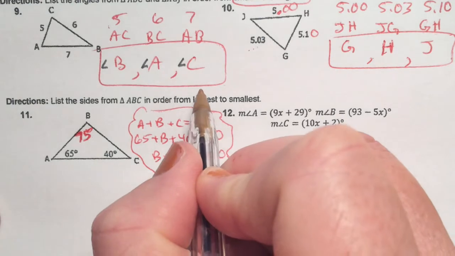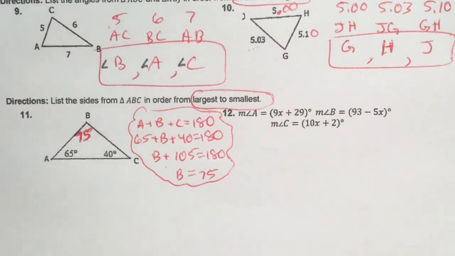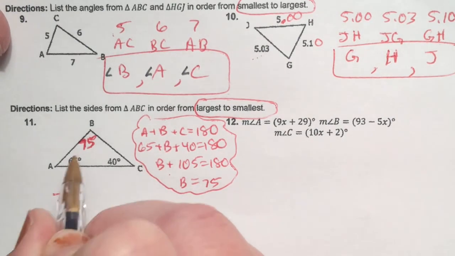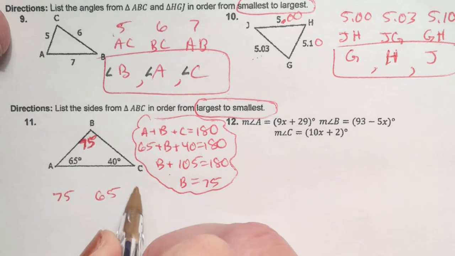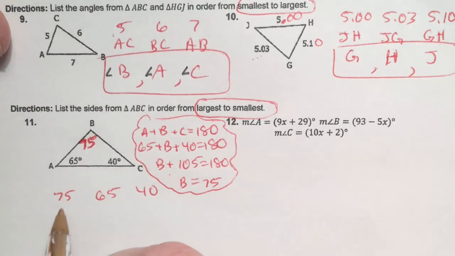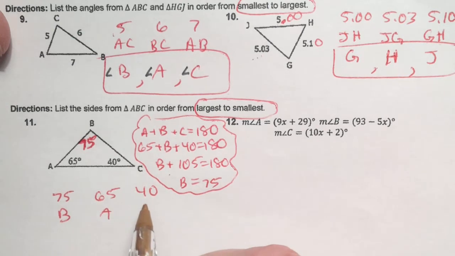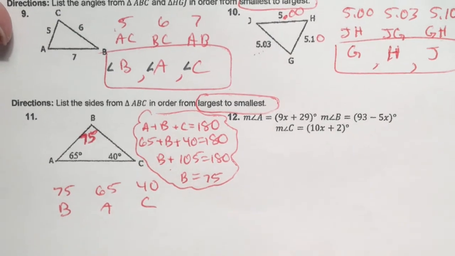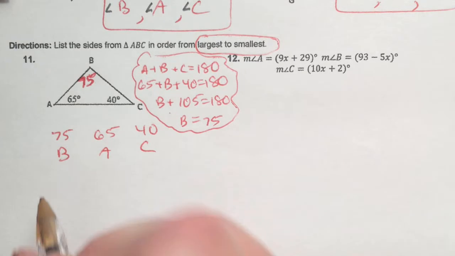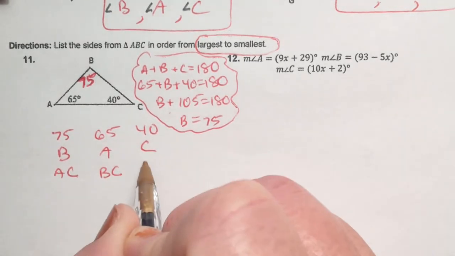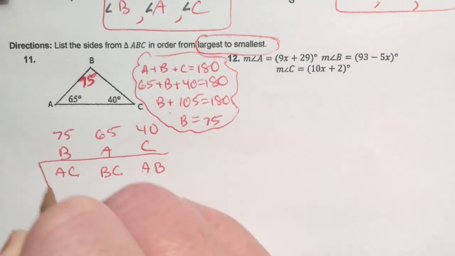Okay, now these tricky little buggers, they said from largest to greatest. Ugh, I keep doing that. Largest to smallest. So the biggest number is 75, then 65, then 40. 75 was B, 65 was A, and 40 was C. Now all we have to do is write down what's missing. So we're missing AC, BC, and AB, and that's your answer.